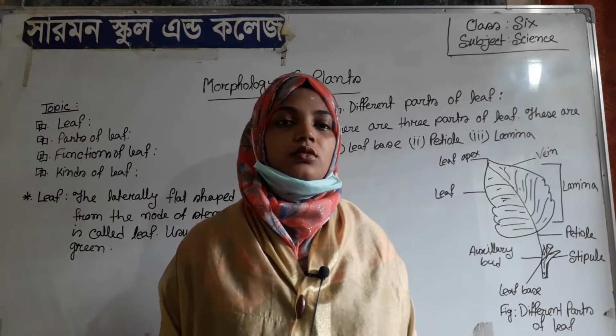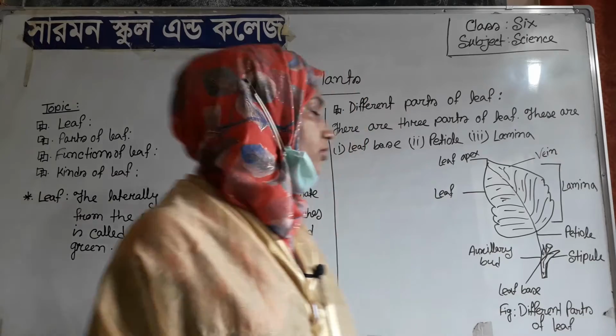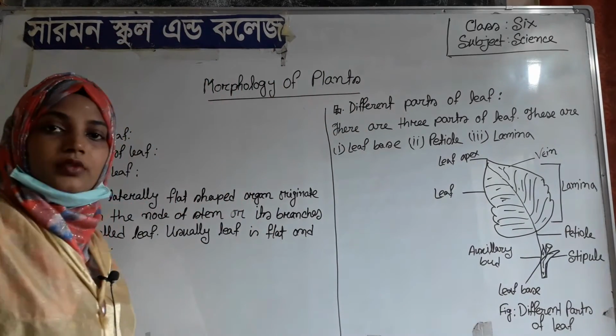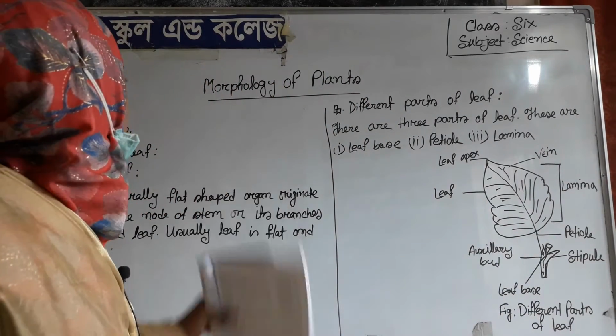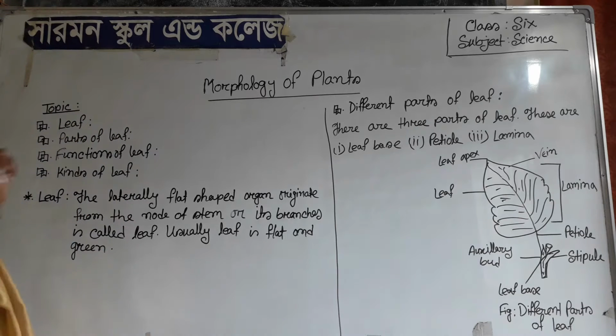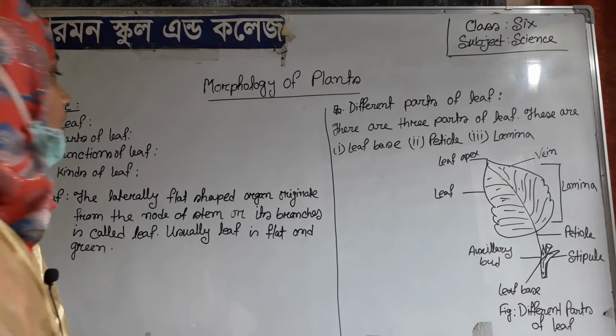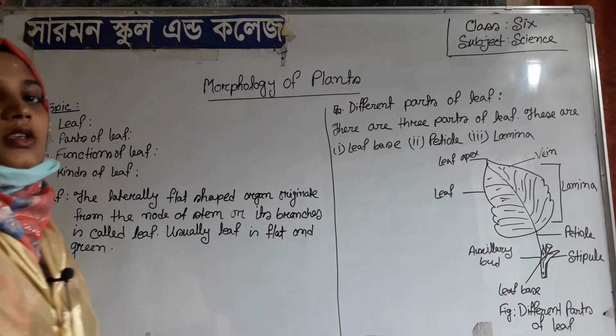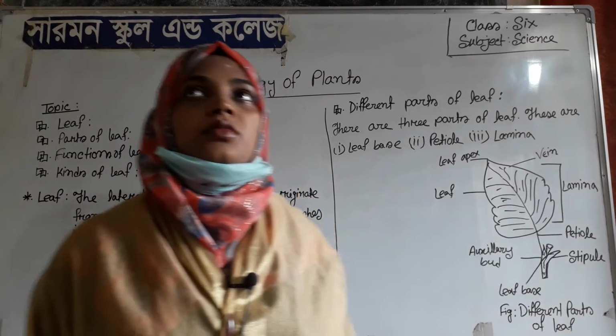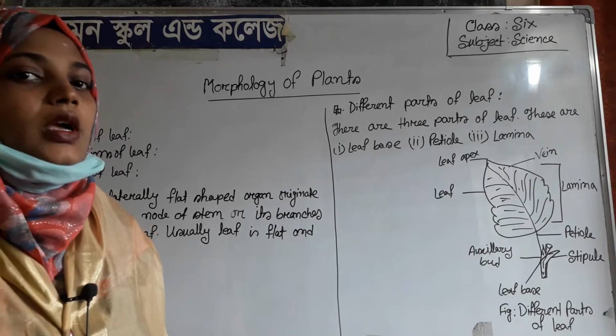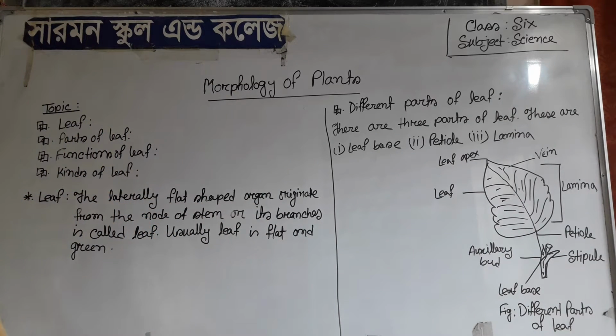I am also well. Today we are going to discuss the morphology of plants. Our today's topic is about the leaf. First, leaf, parts of leaf, function of leaf, kinds of leaf. In our previous class, we discussed stem and root. Today, first we discuss leaf.